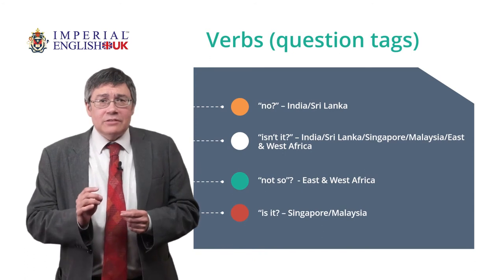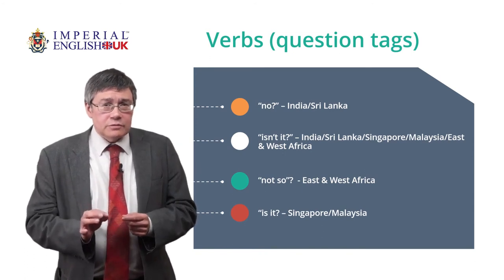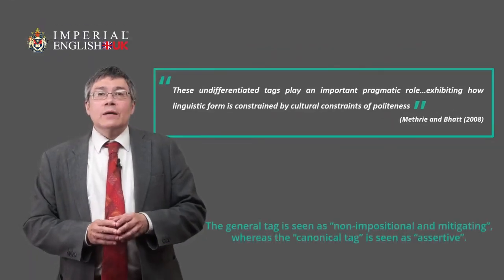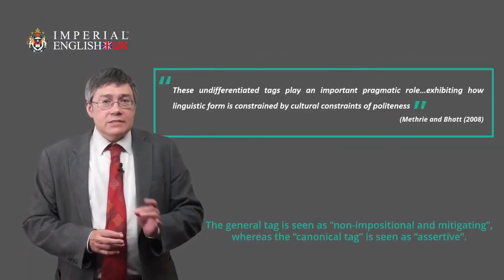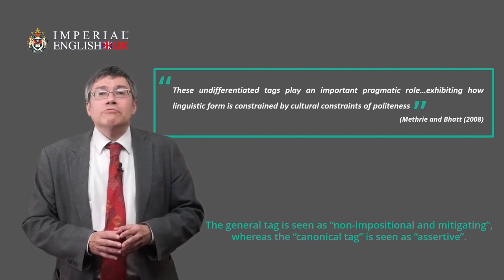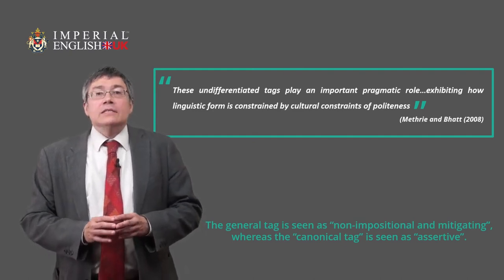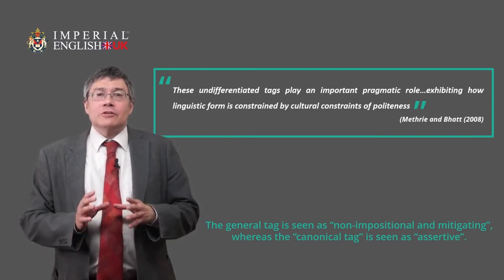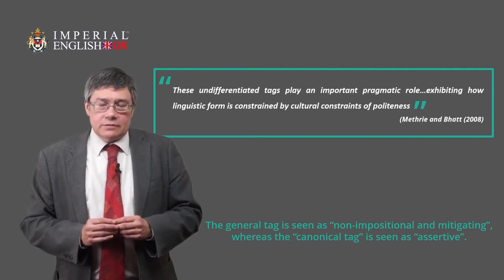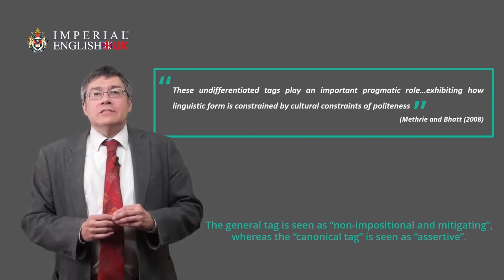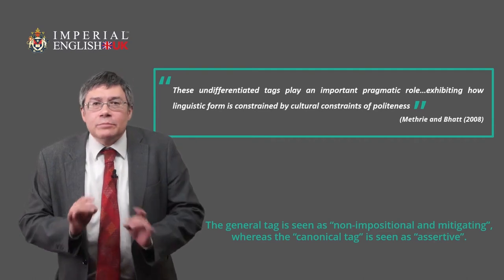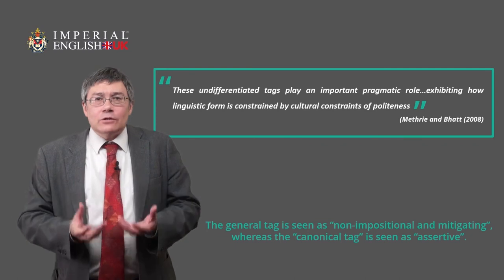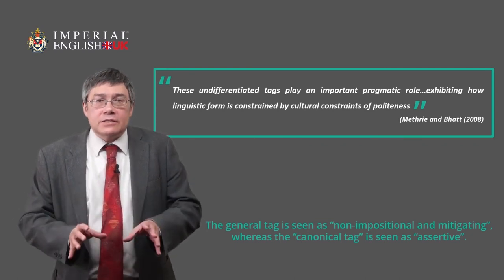Are these errors that your students produce? Methri and Bat point out that these undifferentiated tags play an important pragmatic role, exhibiting how linguistic form is constrained by cultural constraints of politeness. The general tag is seen as non-impositional and mitigating, whereas the canonical tag is seen as assertive.